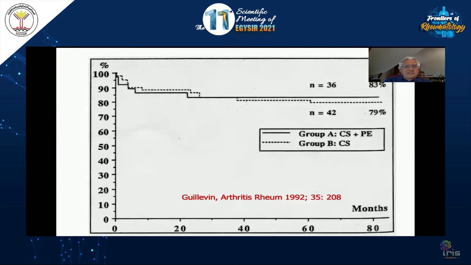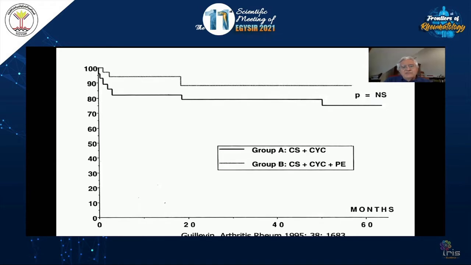What about plasma exchanges? Plasma exchanges have been proposed in some severe patients. We made a prospective trial many years ago. It was published in 1992 and demonstrated that when you compare steroids and steroids plus plasma exchanges, you do not improve survival. It is the same when you combine steroid and cyclophosphamide and compare to steroid, cyclophosphamide, and plasma exchanges.